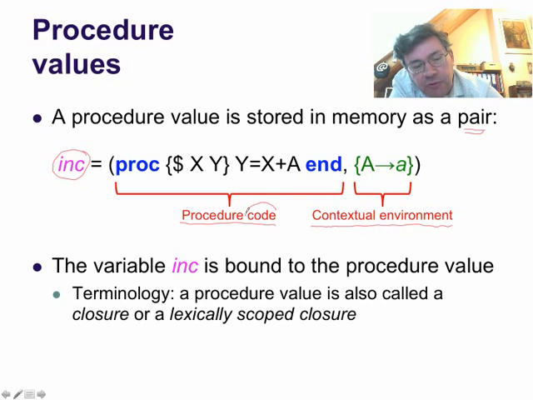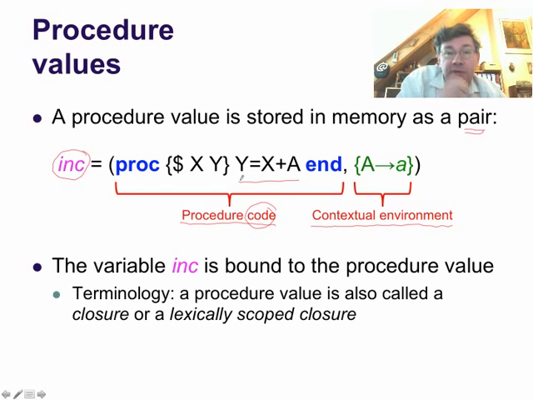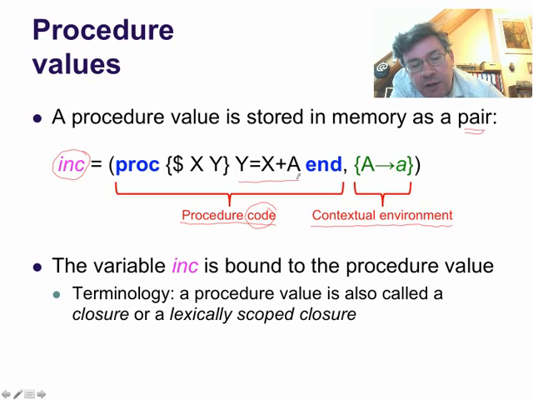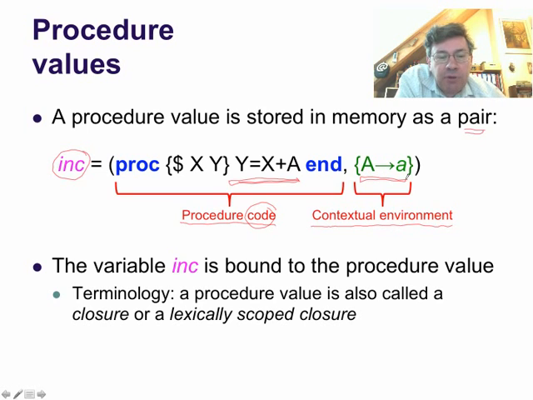The code of the procedure, notice I write this code in the source form, but in the actual system, this will be some kind of a compiled, more efficient code. But in semantics, we don't need to know this. We can represent the procedure value as just the source form and together with its contextual environment. A procedure value, therefore, is this pair stored in memory bound to the variable which is referred to by the identifier, which is the name of the procedure.